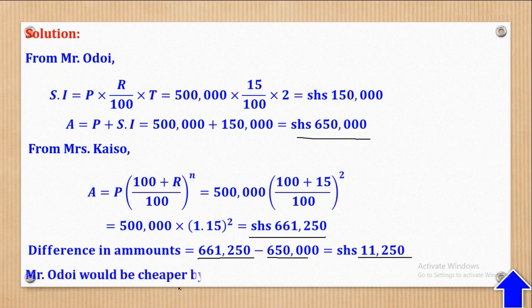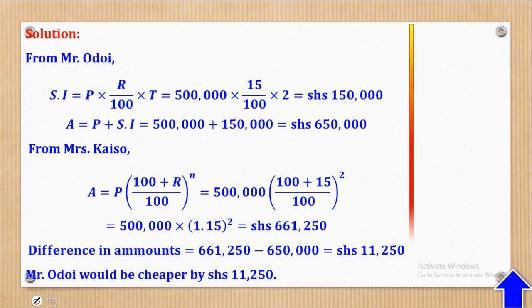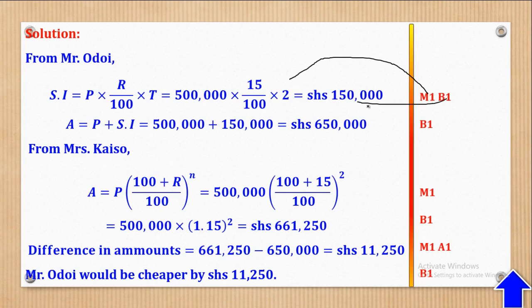What does that mean? It means that Mr. Odoi is cheaper by shillings 11,250. So basically that's what they wanted, and now let's see how much can be awarded. So M1 was for substitution, and B1 was for the output, B1 for this amount, and M1 for the substitution, B1 for amount, M1 for this subtraction, A1 for the difference, and B1 was for you to state who is cheaper. So basically that's how the marks could be awarded.